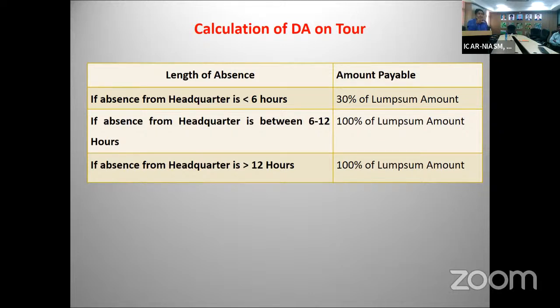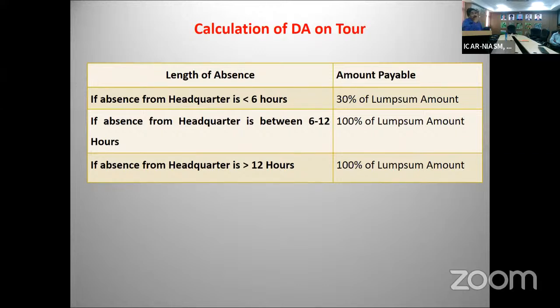As per our latest rate, if absence from headquarters is less than 6 hours, DA is admissible at the rate of 30%. If absence from headquarters is between 6 to 12 hours, it is 70%, not 100%. The middle one is 70. And if absence from headquarters is more than 12 hours, it is 100%. So DA is calculated this way only.